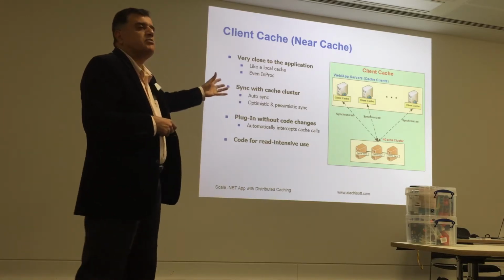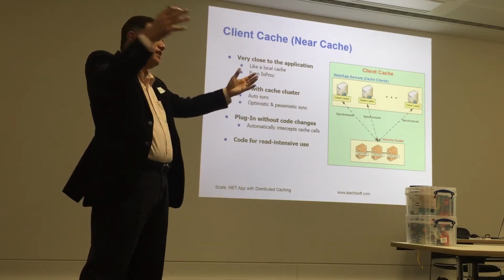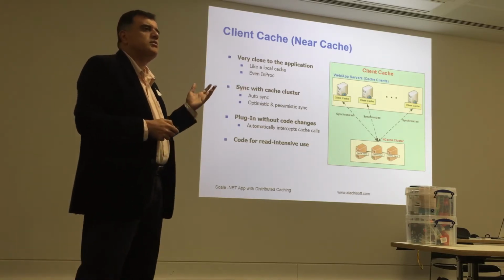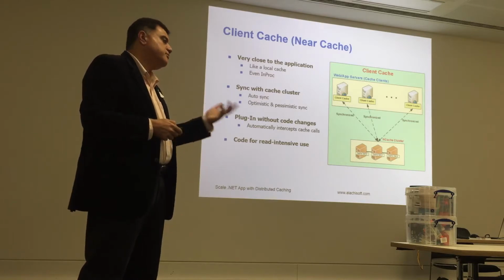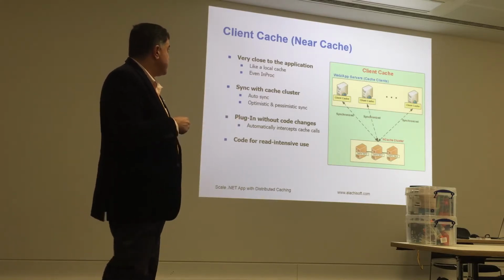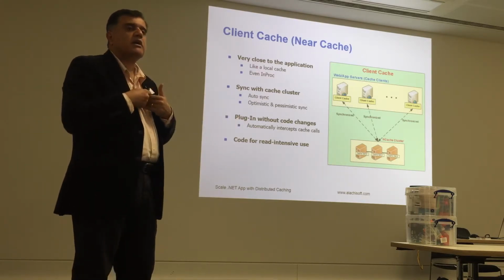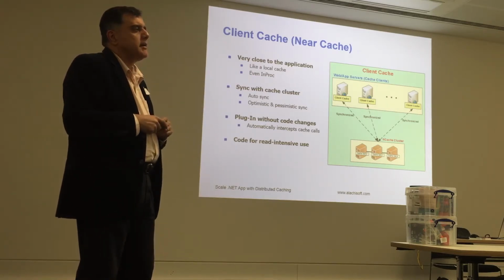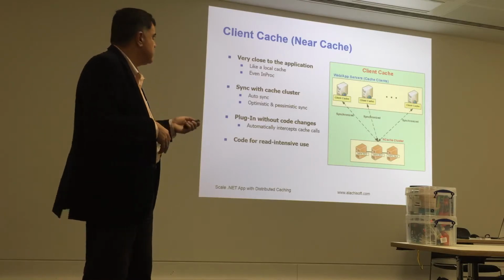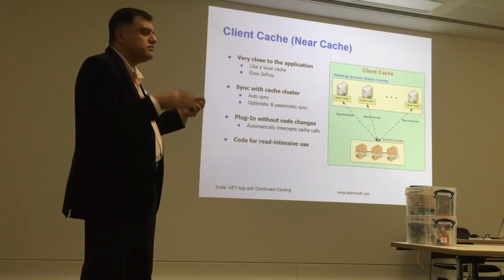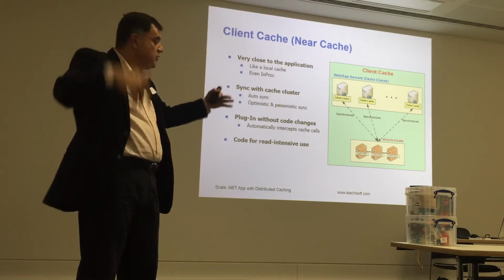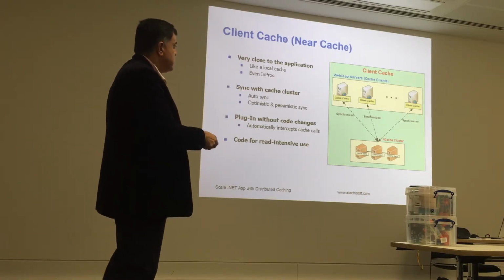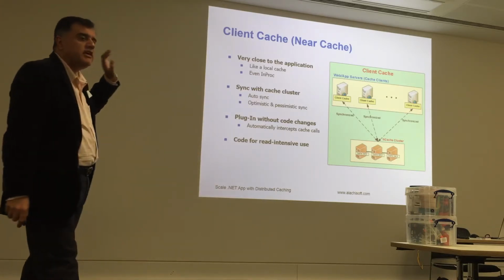So you want to do a local out proc when you have multiple processes on that box, which is usually the case with an ASP.NET application. You have multiple worker processes, you have multiple app domains. So in that case, it's better to just have a local out proc, especially if that client cache size is large. But if it's not large, then you can even have an in proc, and each process will have its own copy, and they'll all be synchronized through the cache cluster. So a client cache is a very powerful concept.